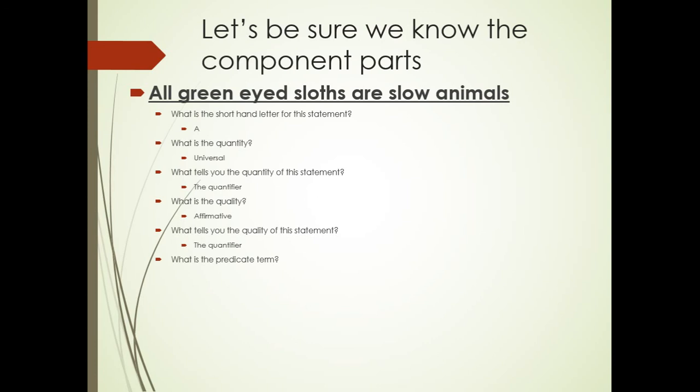What is the predicate term? In this case, the predicate term is slow animals. What is the quantifier? The quantifier is the word all. It's just the first word that is the quantifier. And what is the copula? In this case, the copula is are. And the final question, what is the subject term? Here, the subject term is green-eyed sloths. Done. Let's try another one.